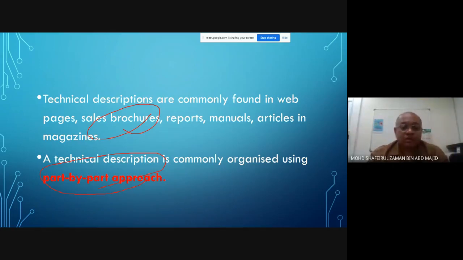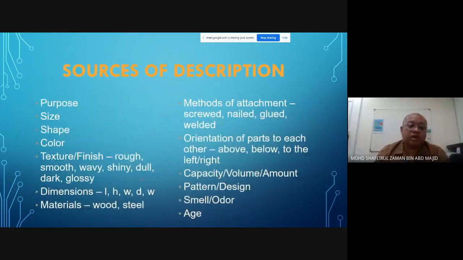Next, we are now talking about the sources of description. So we have the purpose over here. What is the purpose of the product? When you are going to describe the product, you have to know what is the purpose of the product. Then what is the size, the shape, the color, the texture. When you are referring to, for example, a remote control, you can talk about the texture of the remote. You can also talk about the dimensions. What does it mean by dimensions? The length, the height, the width, the depth, and such.